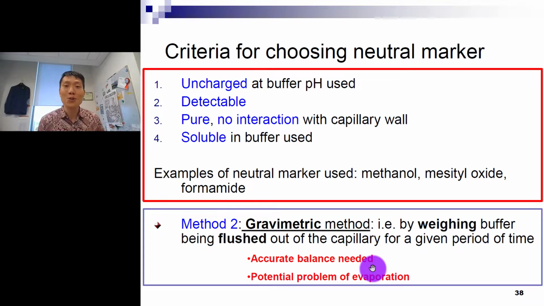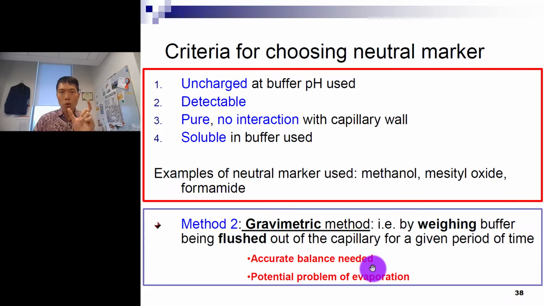So what are some criteria to choose a neutral marker? Of course, it must be neutral. How to be neutral? It cannot be charged if a buffer pH is used. Because buffers have a pH dependency, if you have some varying pH, and if that marker has some kind of ability to bond H plus and become charged, then it's moving. You cannot do it.